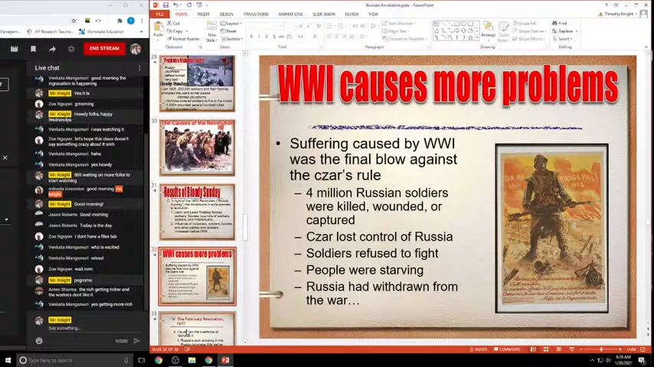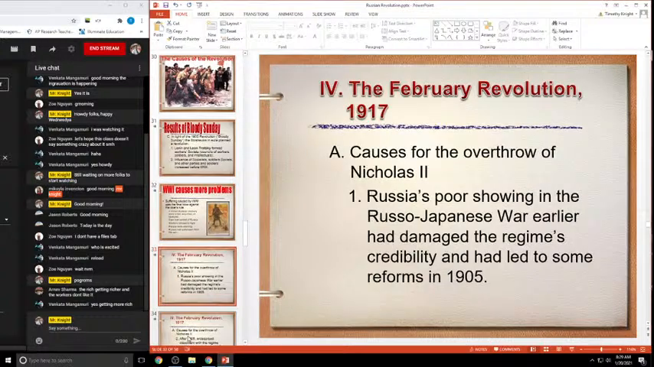They have some limited railroads, but again, not as effective as the Germans were. And so anyhow, the Russians are perpetually undersupplied. People are starving, and Russia had really started to withdraw from the war because the military just won't even listen to the officers in some cases. And this is where we finally get to the February Revolution.